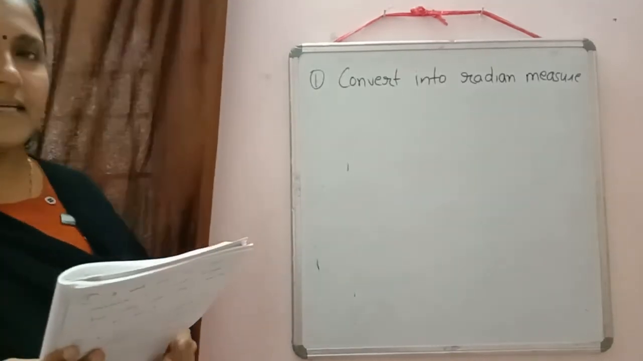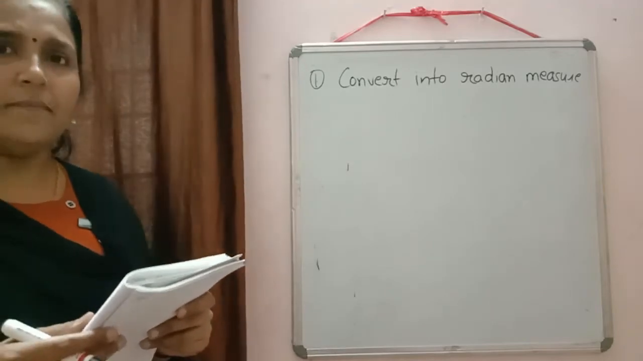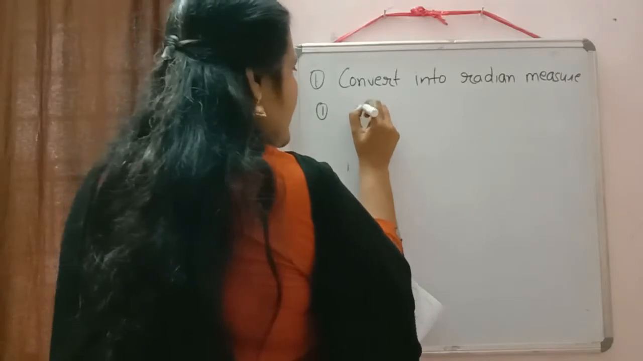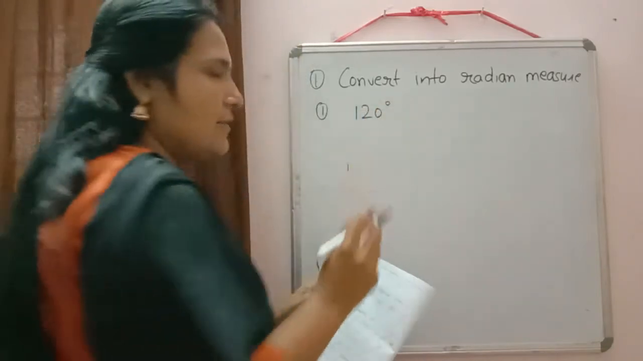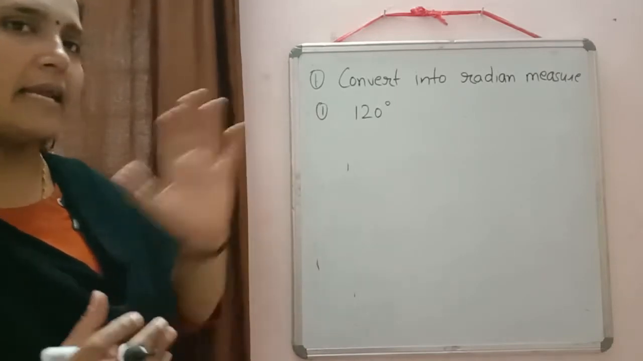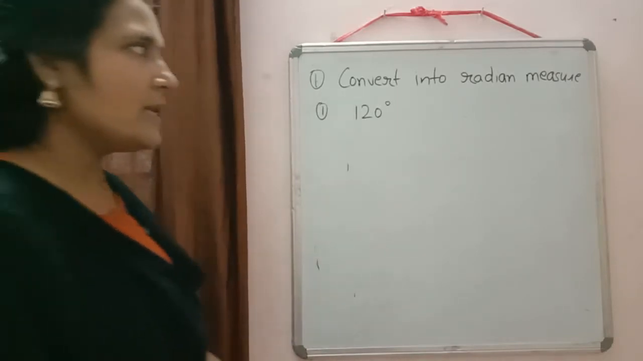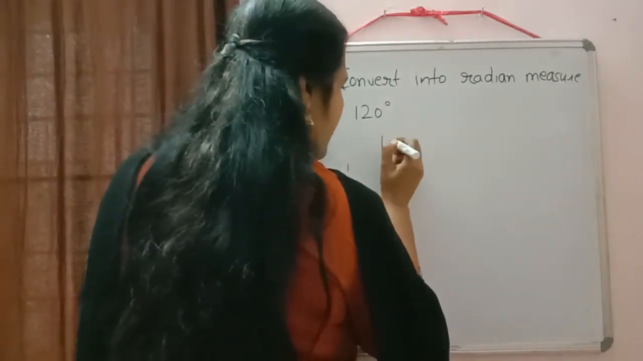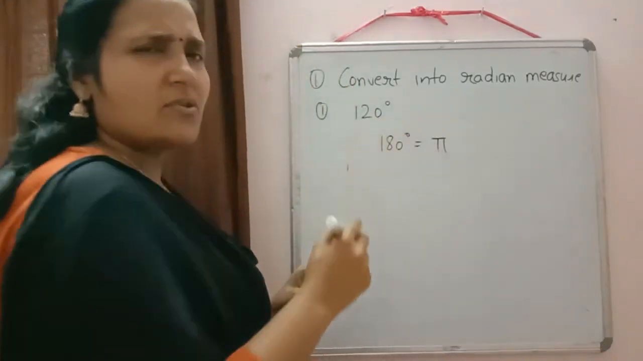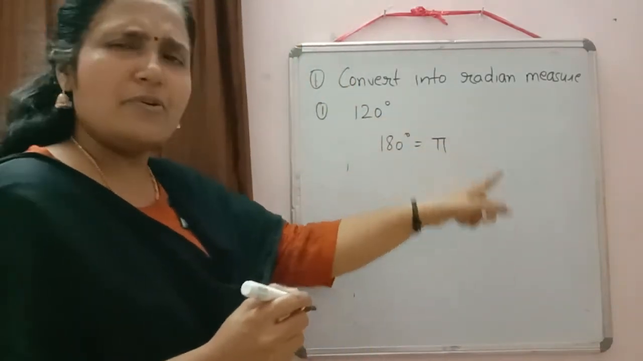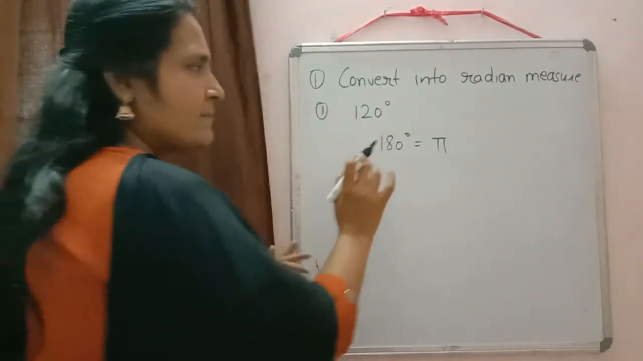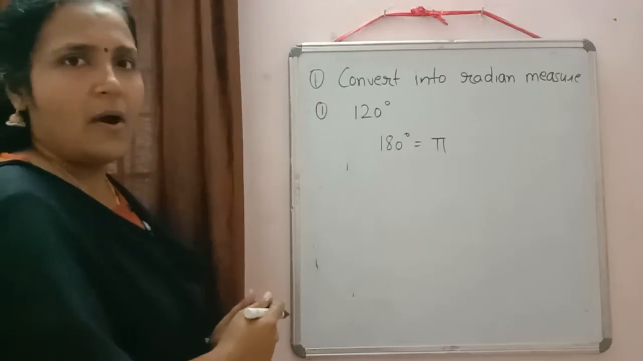So all of you can check. The first question is convert into radian measure, and in that the first angle is 120 degree. So now we have to convert 120 degree into radian. First we will write down the relation which we have. What relation do we have? We have 180 degree is equal to pi radian. When you solve the question, you don't have to write radian; at last we will write it there. So this is the relation which we have.